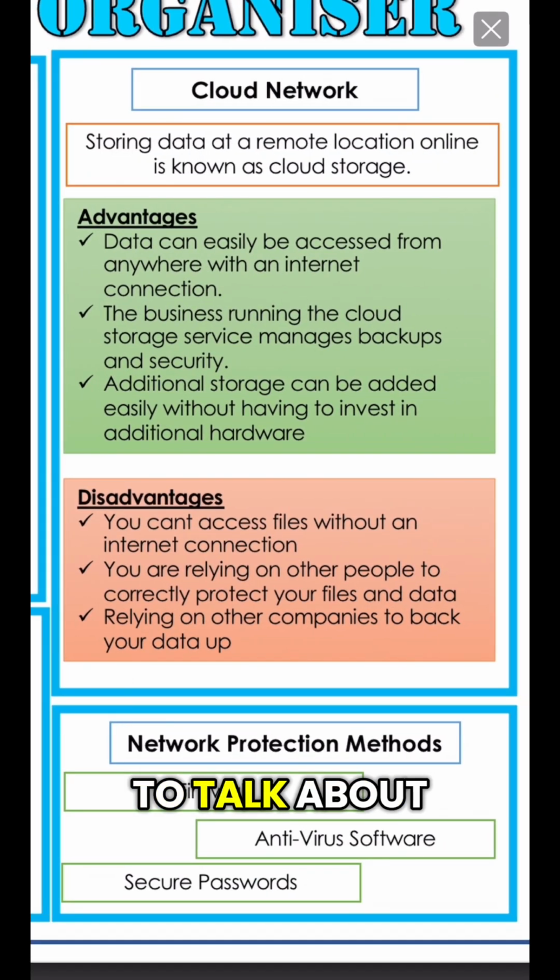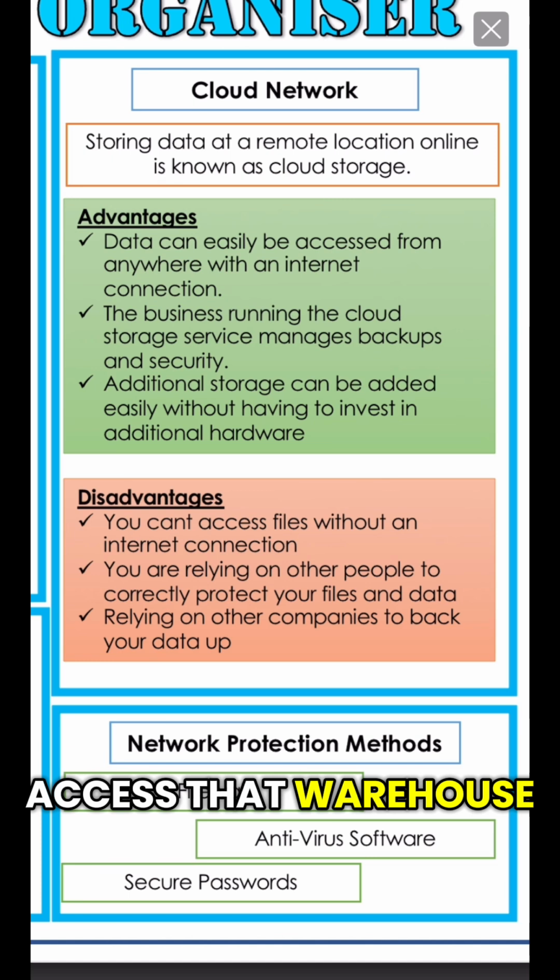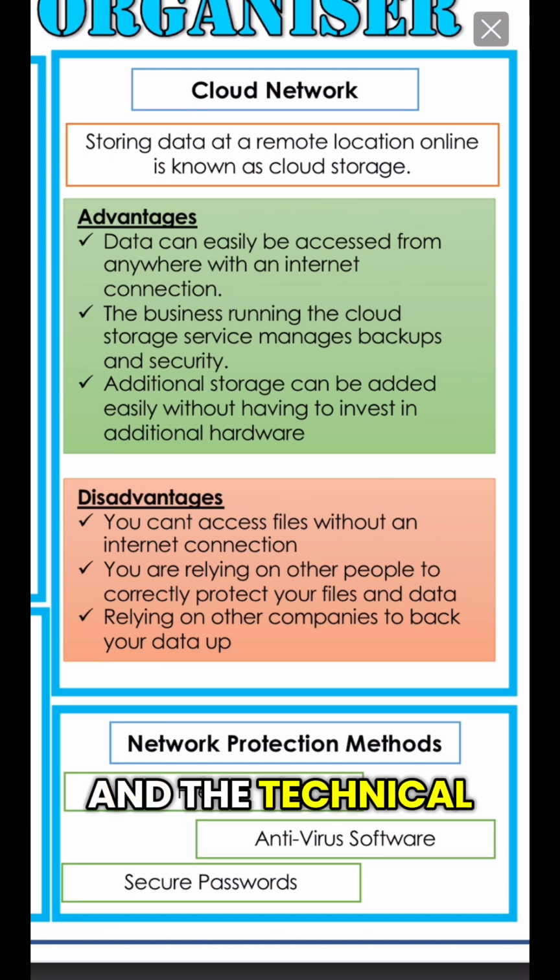And the final thing we need to talk about is cloud. So storing data at a remote location online is known as cloud storage, so basically, you store a file. You can either store it on your own computer or you can store it in the cloud. And all the cloud is, is a big warehouse somewhere with lots of file servers where your file is stored, and you use the internet to access that warehouse to get your file. And the technical term is a data farm.